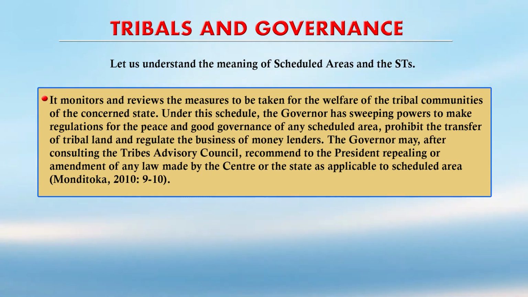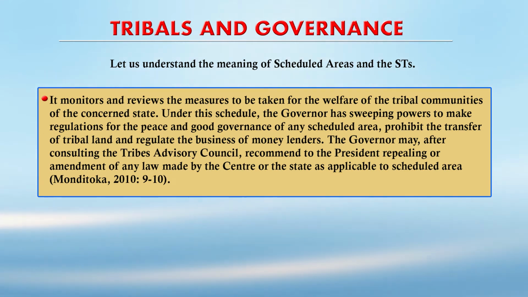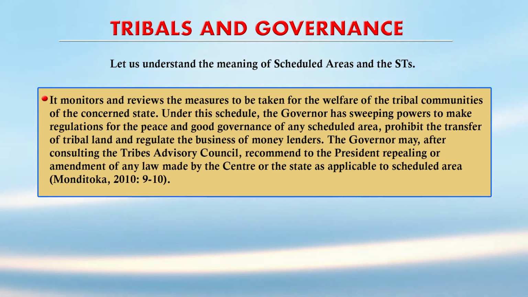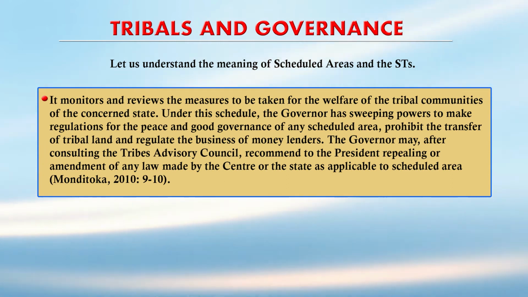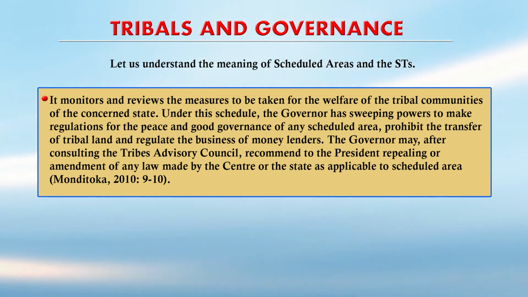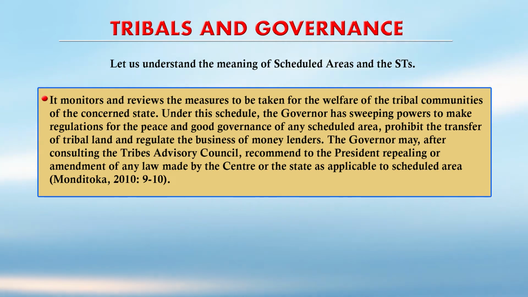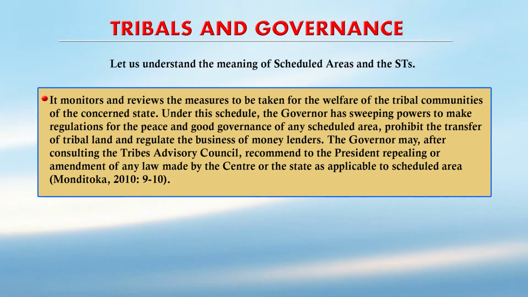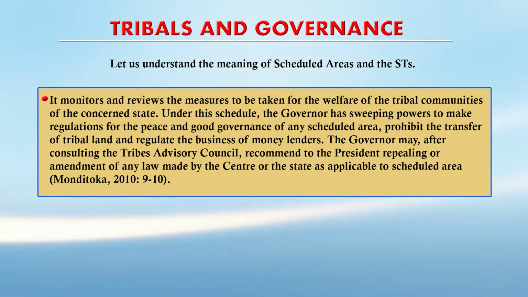Under this schedule, the Governor has sweeping powers to make regulations for the peace and good governance of any scheduled area, prohibit the transfer of tribal land, and regulate the business of moneylenders. The Governor may, after consulting the Tribes Advisory Council, recommend to the President the repeal or amendment of any law made by the centre or the state as applicable to scheduled areas.